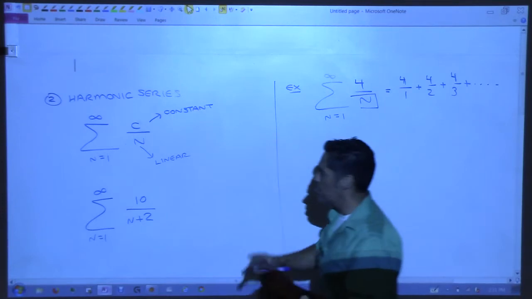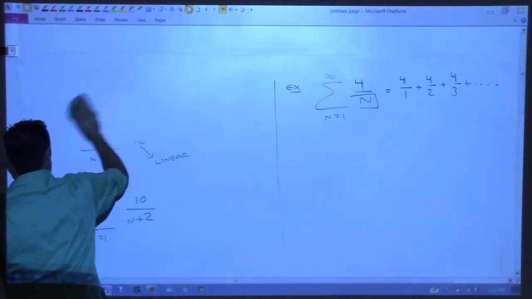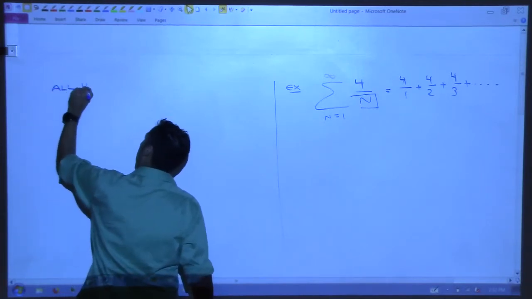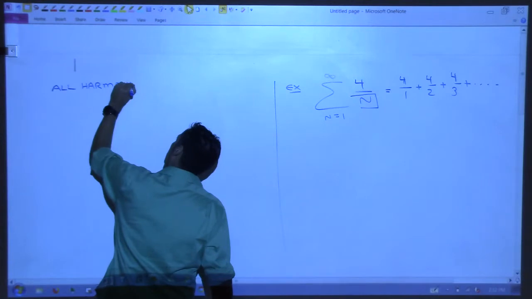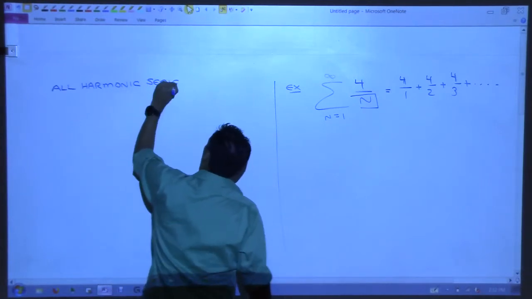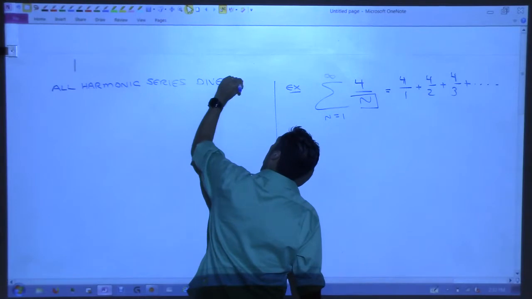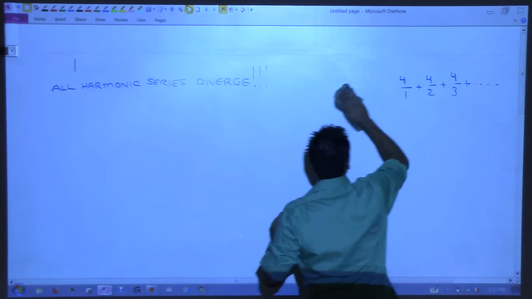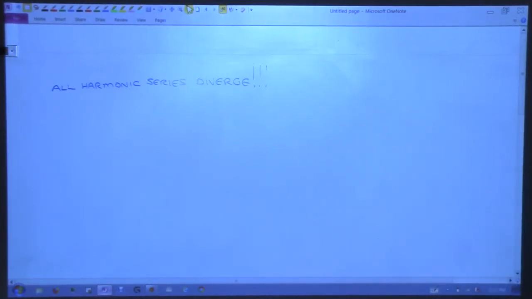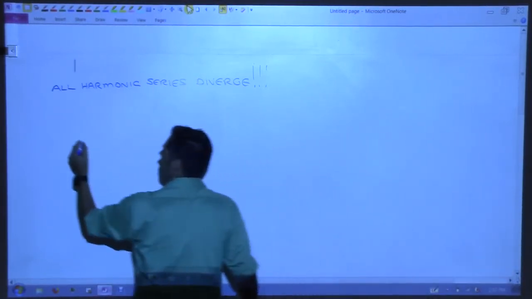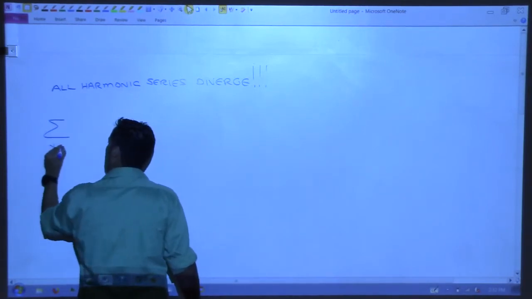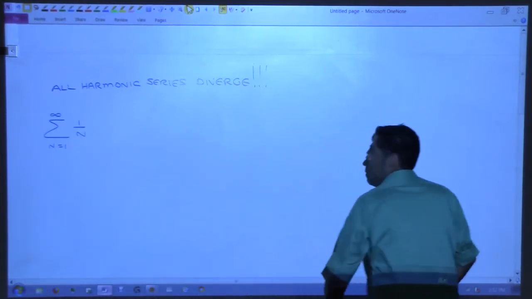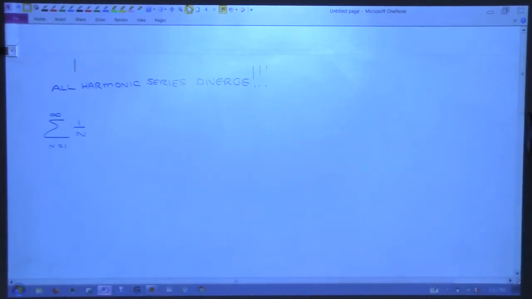All harmonics diverge. I'm going to try and convince you why, all right? All harmonic series diverge. So can I try and convince you? Okay, here we go. I'm going to try and convince you by taking the simplest one I can come up with, which is 1 over n. I'm going to use the whole width of this board to try and prove this to you.